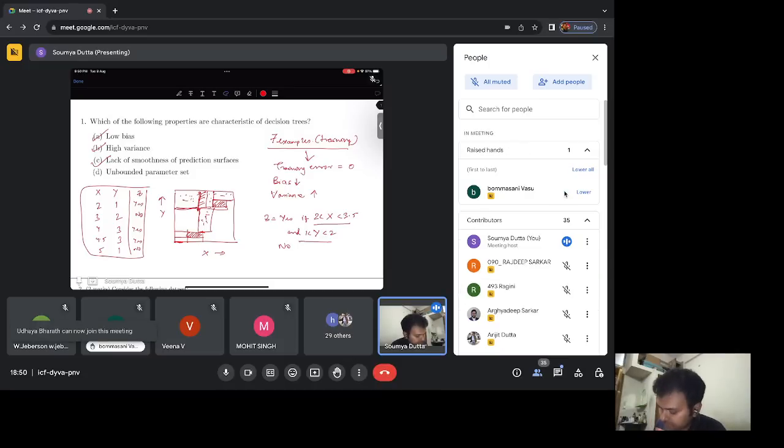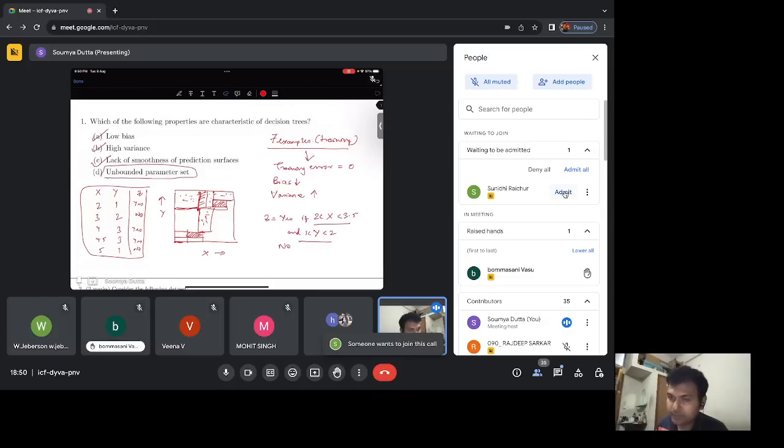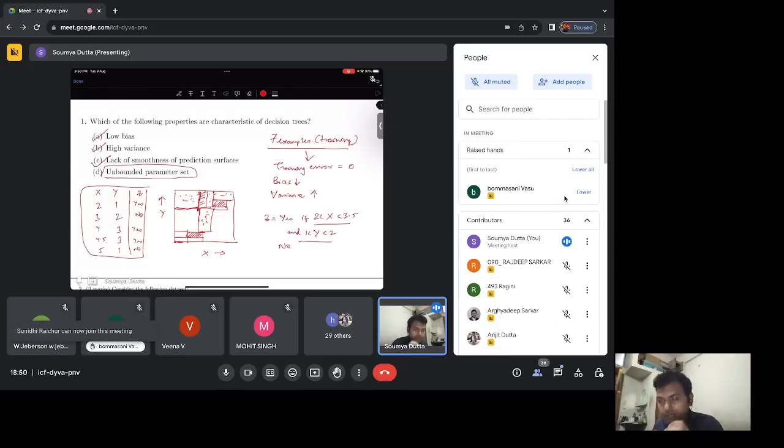Okay, then comes an important thing. What do you mean by an unbounded parameter set? So unbounded parameter set means, for example, linear regression was also taught to you all in this particular week. There we had something like beta 0 plus beta 1 x plus beta 2 x square plus beta 3 x cube and so on, right?